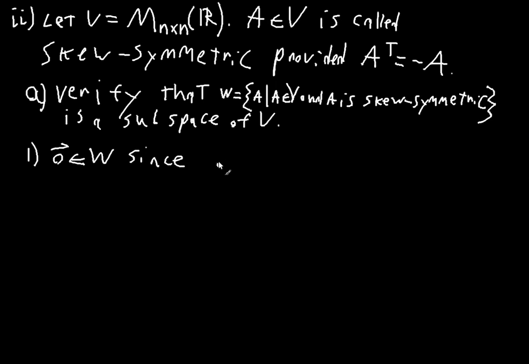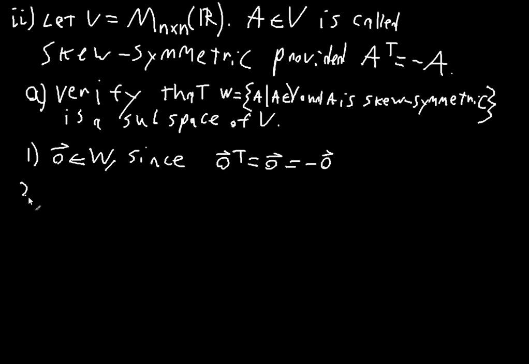since 0 transpose is equal to itself, which also is equal to minus 0. So we get that 0 transpose is equal to minus 0. So this verifies that it's in there.